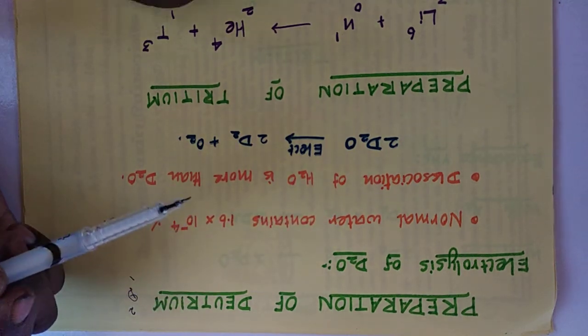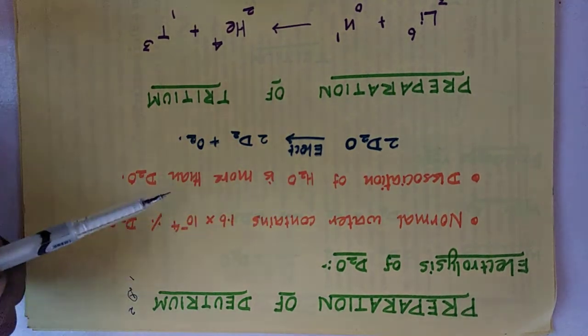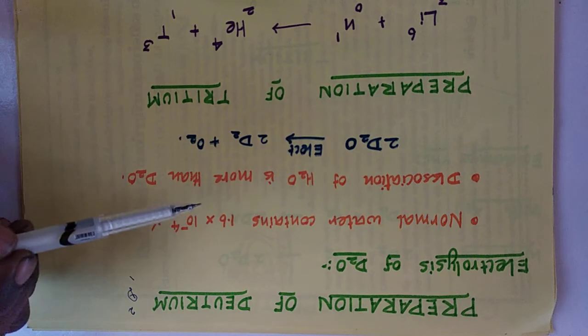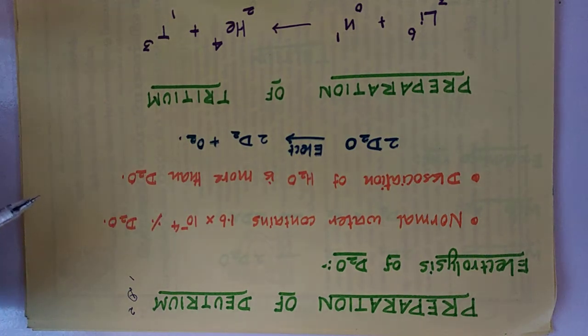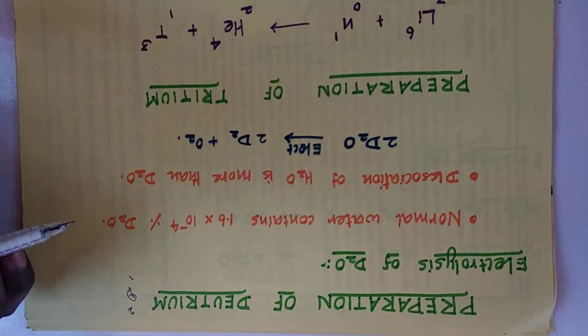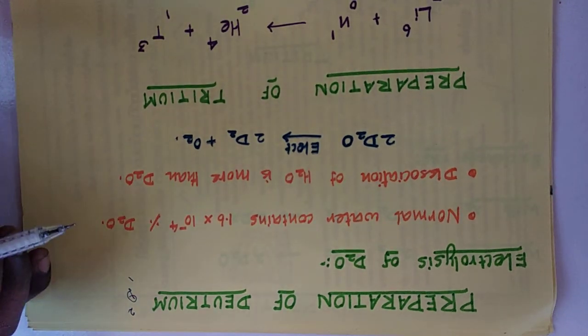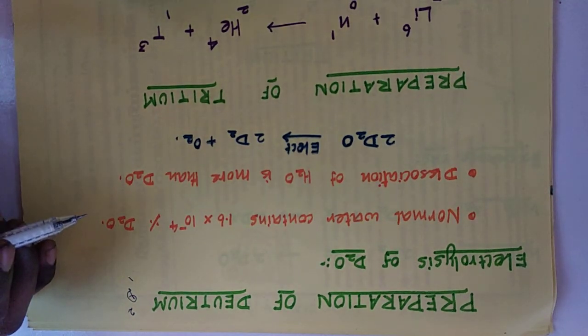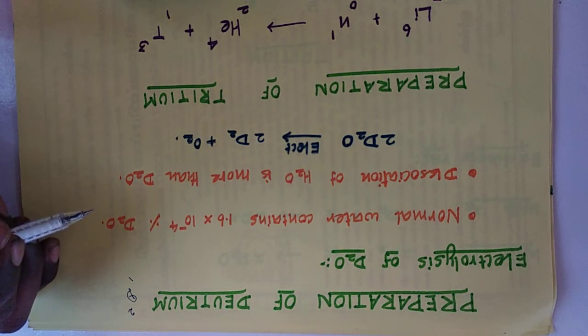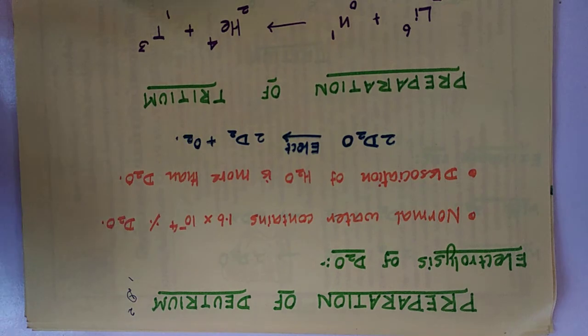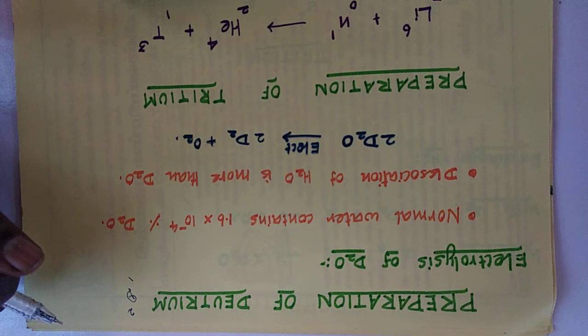In normal water itself, a certain quantity of D2O is present. Normal water contains 1.6 × 10^-4 percent of D2O. Normal water contains this percentage of heavy water. Preparing heavy water separately and then electrolysing it is a rather difficult process. So instead of that, what we do is electrolyse normal ordinary water. During that electrolysis, the H2O is electrolyzed first. Then the remaining water will be enriched with molecules of D2O. Then D2O will be electrolyzed.